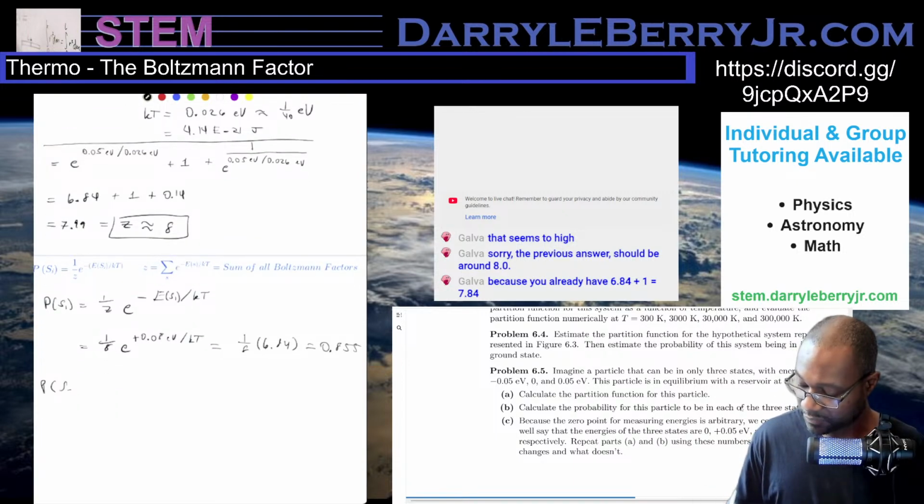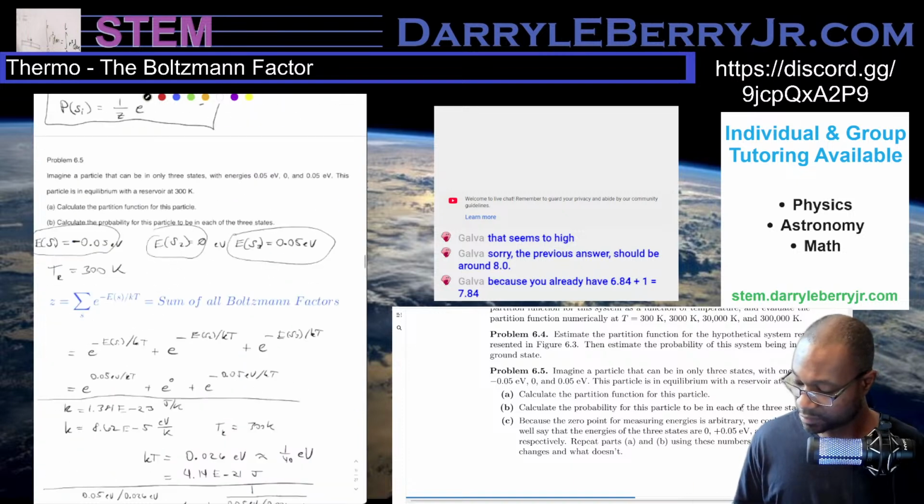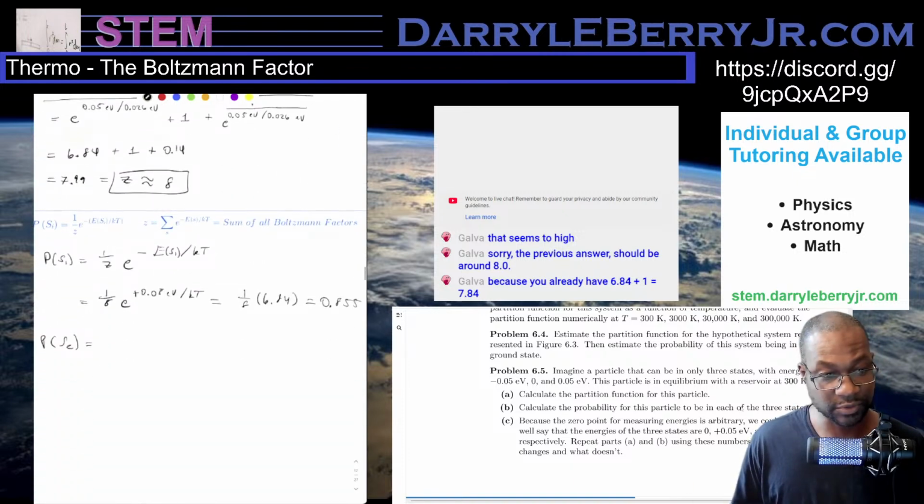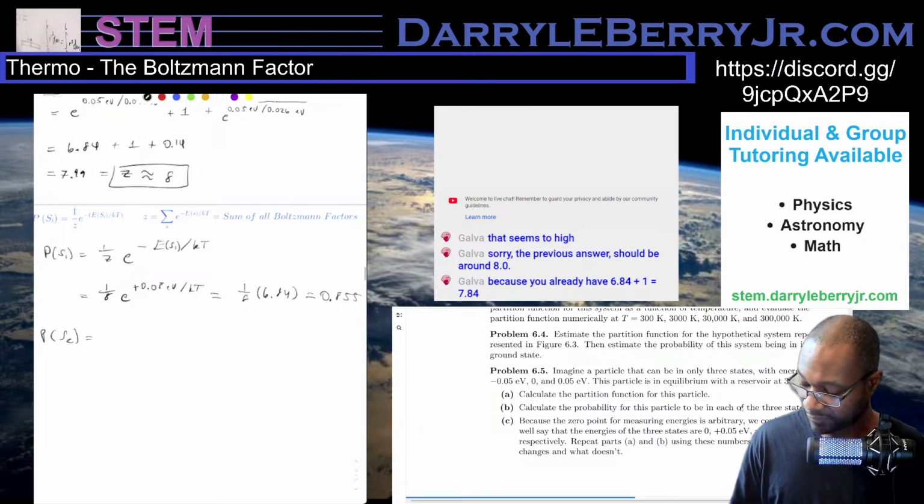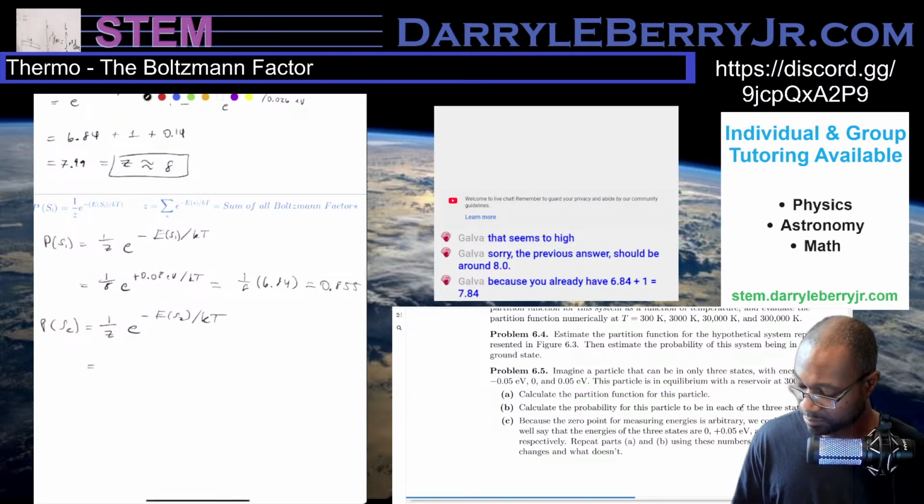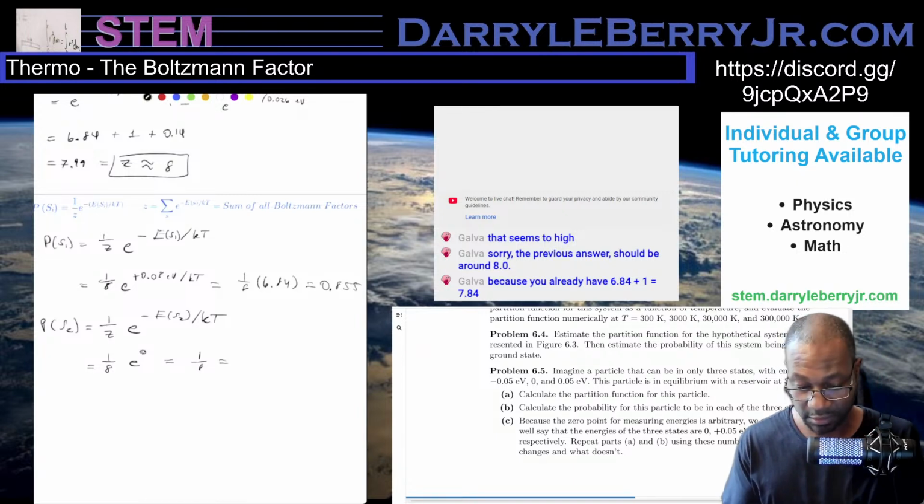So the probability of state 2 of this particle. Again, it just didn't state what kind of particle. The probability of this particle having the energy of state 2 is 1 over Z times e to the negative energy of state 2 divided by kT. So this is going to be 1 over Z times e to the 0, which is 1 over 8 times 1, which is just 1 over 8. So that's going to be 0.125.